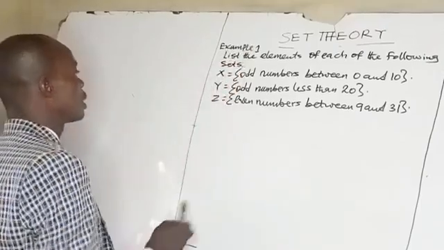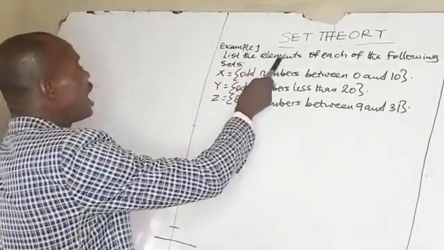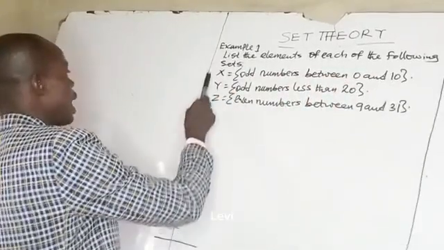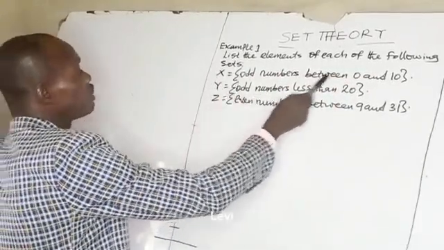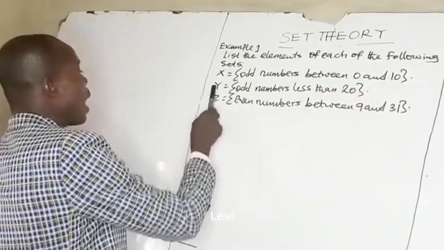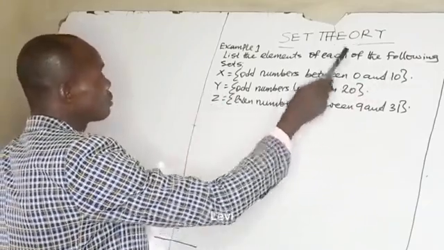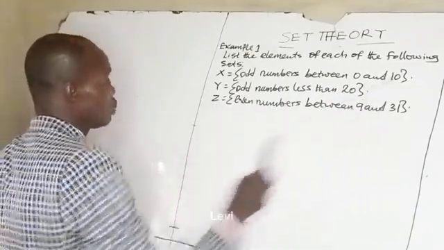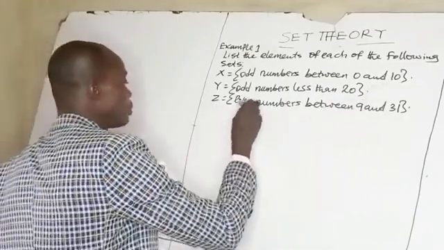Example 1. List the elements of each of the following sets. X, all numbers between 0 and 10. Y, all numbers less than 20. Z, even numbers between 9 and 31. Now let's have the solution.